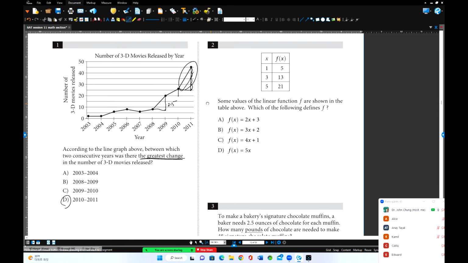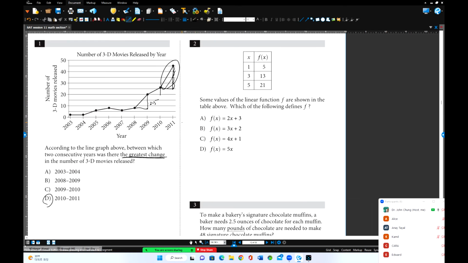Okay, number 2. It said the linear functions. Linear function means a constant slope between any 2 points. Okay. Maybe which is better? You want to find the linear function directly? You can do that, but you don't have to. Just check it out. We have only 4 choices there.